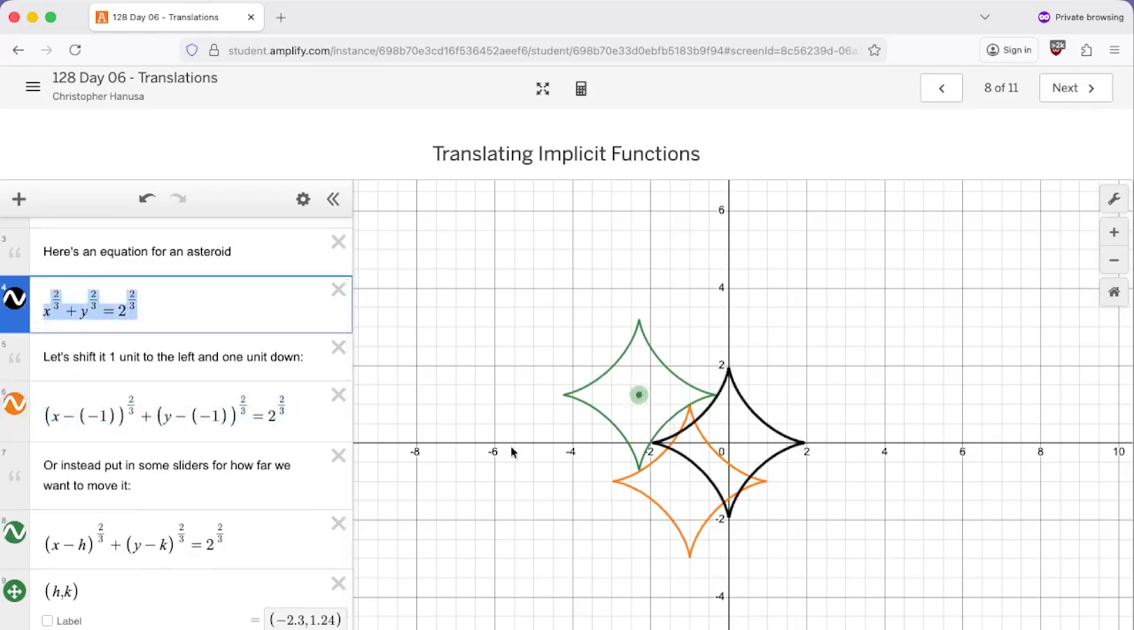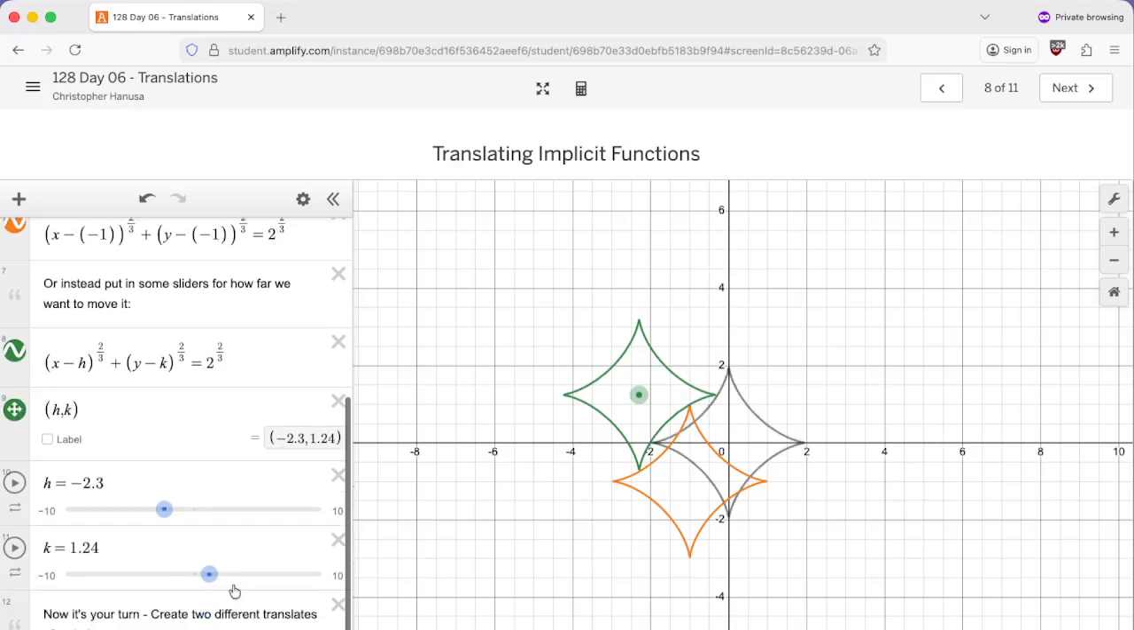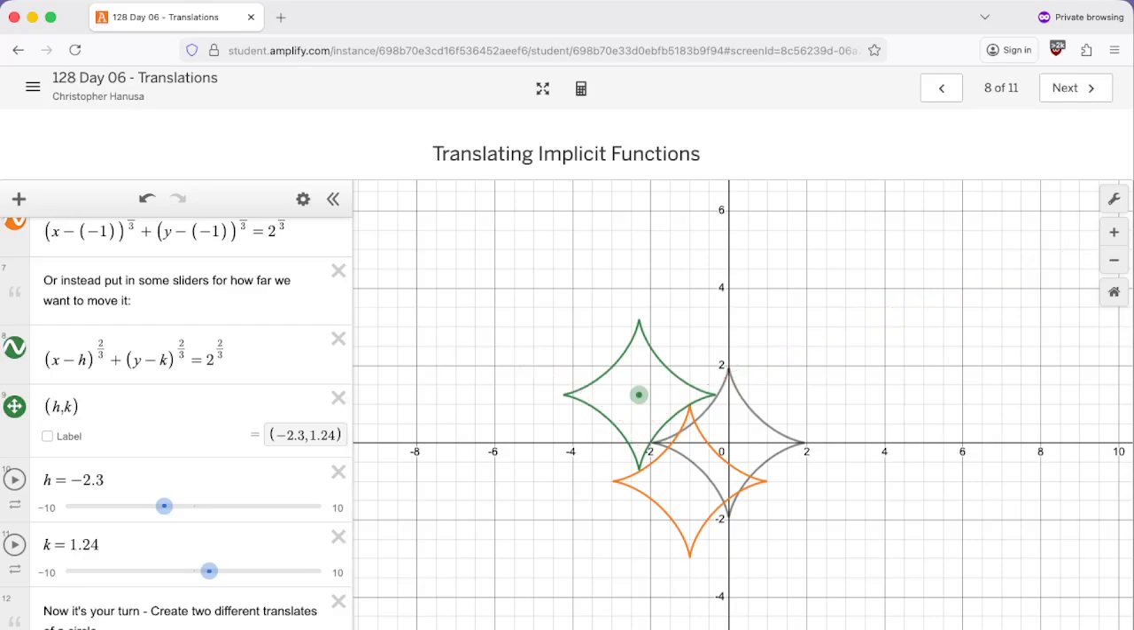Remember to save your information for the green one. In this case, we've got x minus -2.3 to the 2/3 power plus y minus 1.24 to the 2/3 power equals 2 to the 2/3 power. And there, now it's in the right position. We could even move this around and put a 4th one in. All right, we're having a good time.